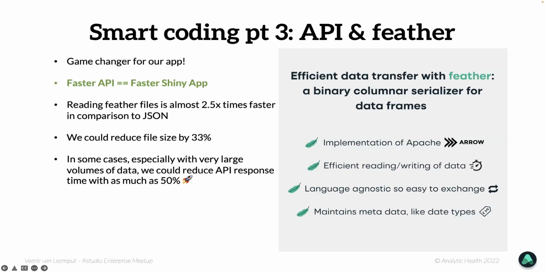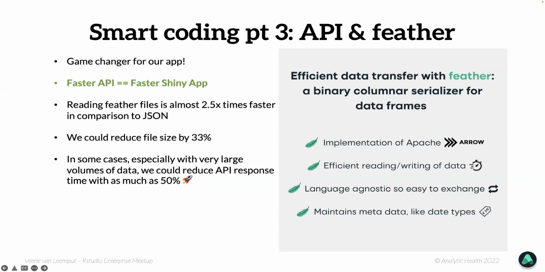Because we have to send data from the API to the app, the more data we have to send in terms of size, the longer it's going to take. So by implementing Feather and sending it over as a smaller Feather file, it saved a lot of time to actually send that Feather file instead of a JSON file. And in some cases, we were actually able to reduce API response time by as much as 50%. And those are massive numbers.